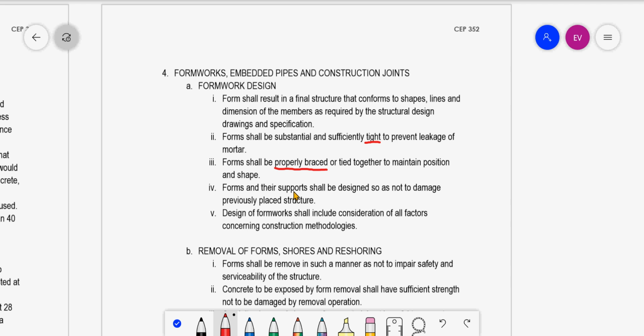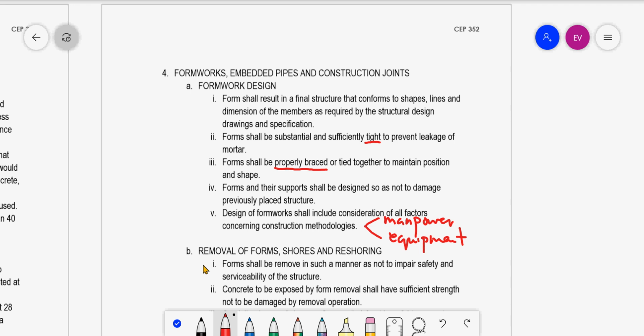The design of formwork shall include all consideration of the factors concerning construction methodology. This refers to both the manpower and the equipment resource that are needed during the conduct of concrete pouring.